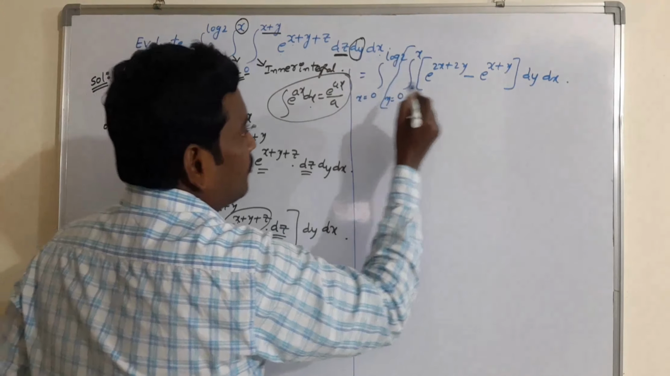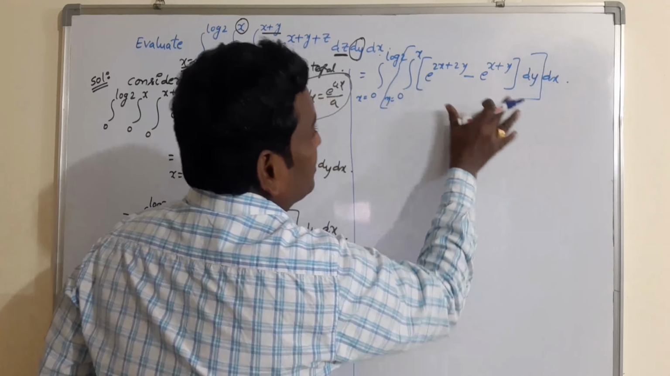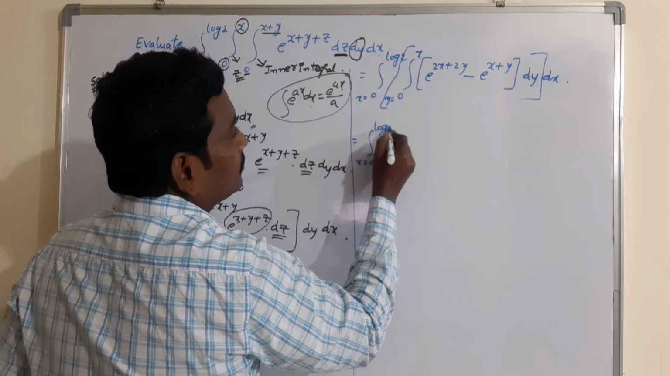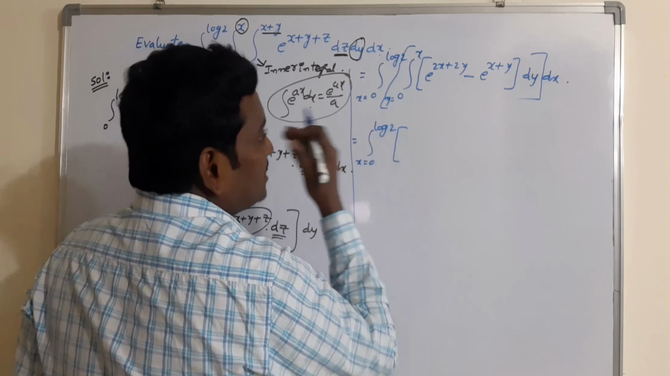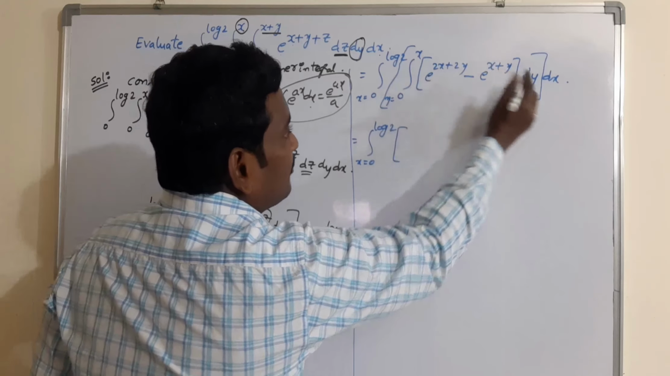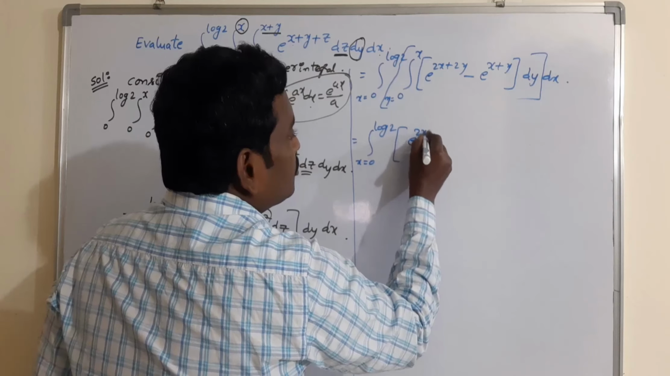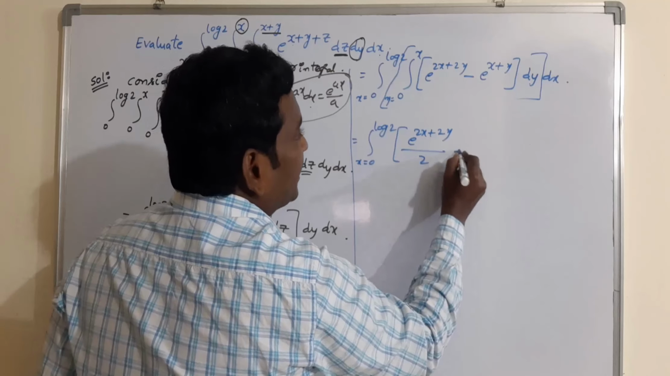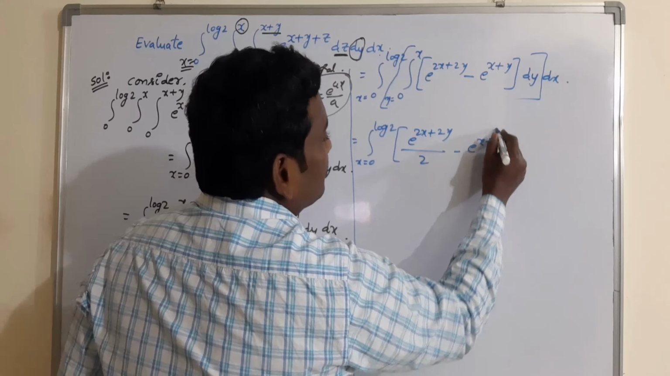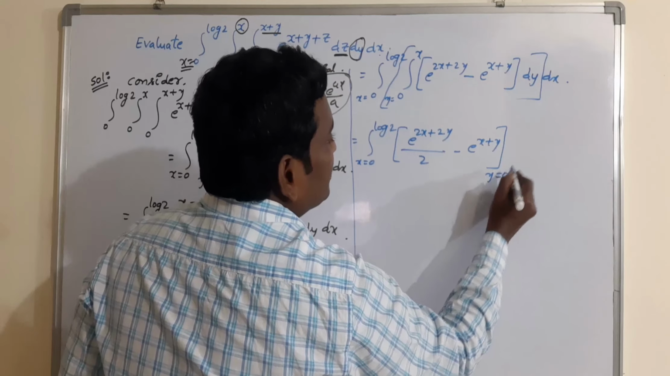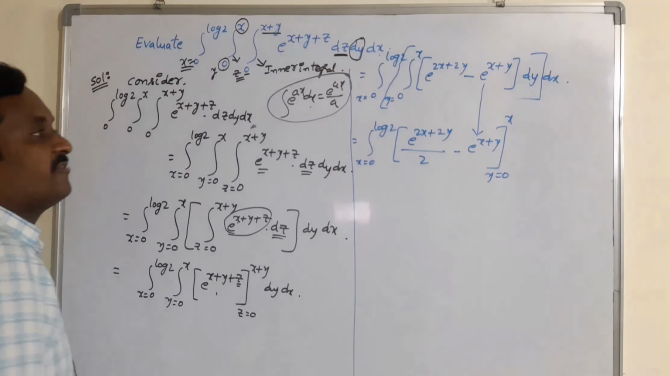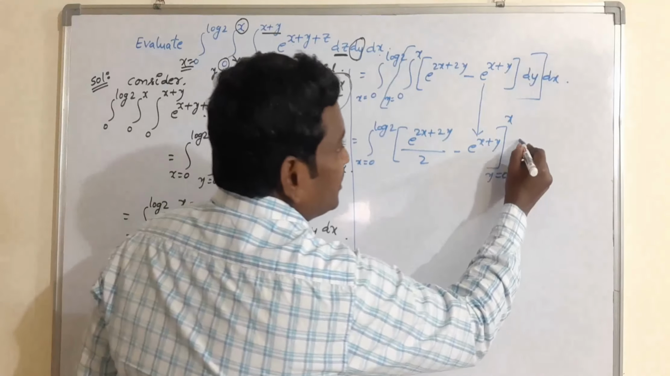That's why I am putting a bracket for this part. So integration of x is equal to 0 to log 2. What is the integration of e power 2x plus 2y with respect to y now? E power 2x plus 2y by coefficient of y, which is 2, minus e power x plus y, within the limits y is equal to 0 to x. Integration of e power x plus y is itself e power x plus y only, into dx.